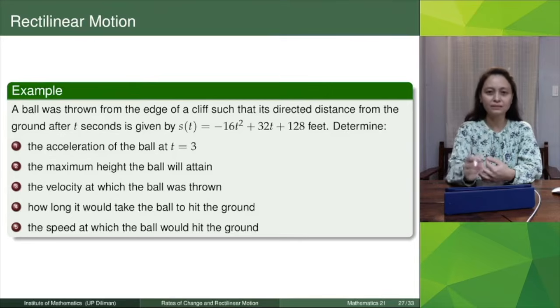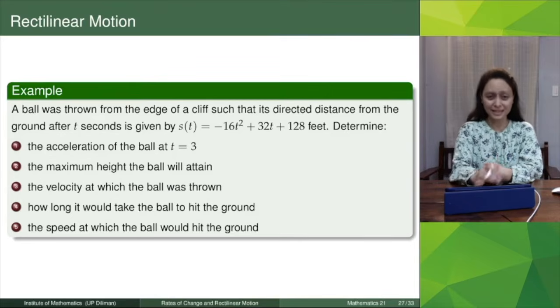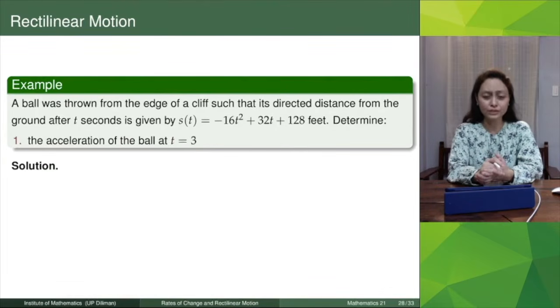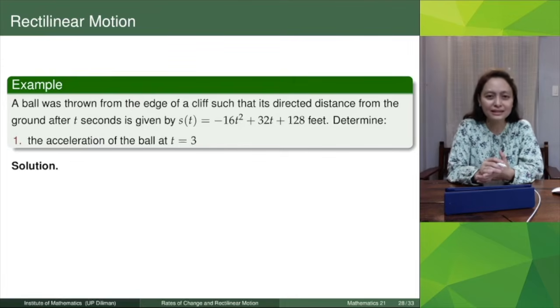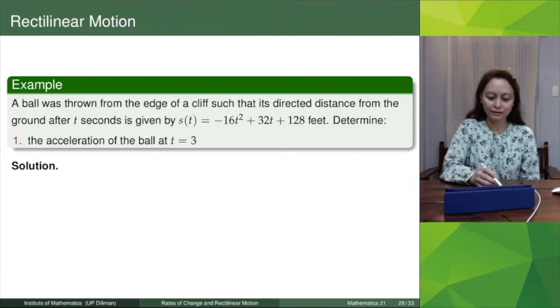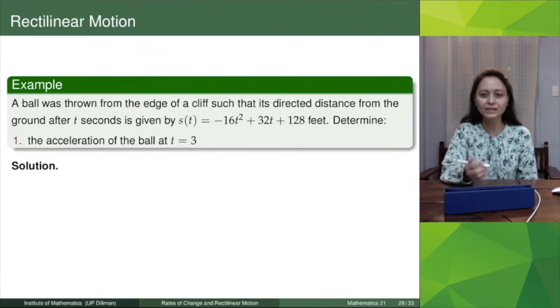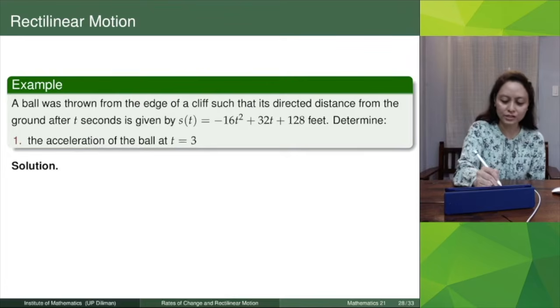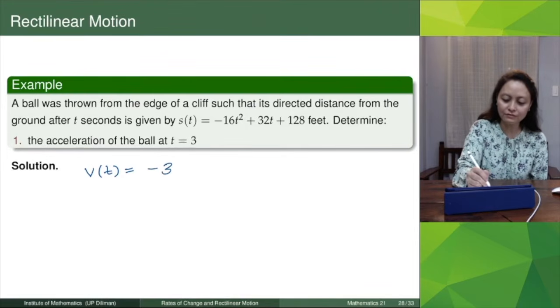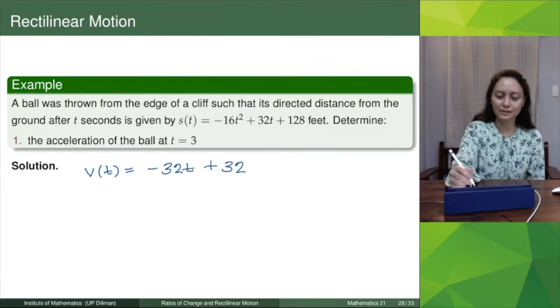So, we want to determine these quantities. Isahin na lang natin. So, first, we want to determine the acceleration of the ball at t equals 3 seconds. Again, ang first step, kunin muna natin yung velocity and acceleration functions. So, the velocity, or v of t, is the derivative of s of t. The derivative is negative 32t plus 32. This is in feet per second.